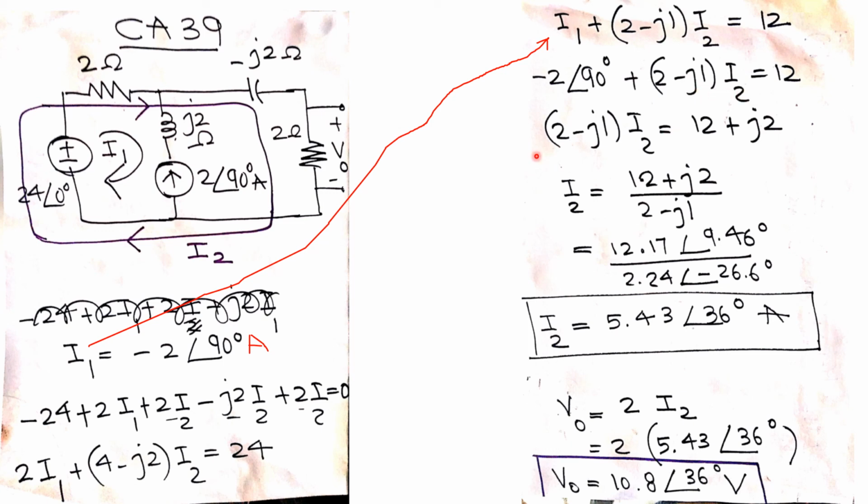And then we can compute this I2. The numerator as well as the denominator are in rectangular form. We can convert them to polar form using a calculator, and then we have this I2. And finally we have to compute the voltage across this 2 ohm resistor, which is 2 times the current flowing through it. So V out is 2 times I2. So we reach a value of 10.8 at an angle of 36 volts.